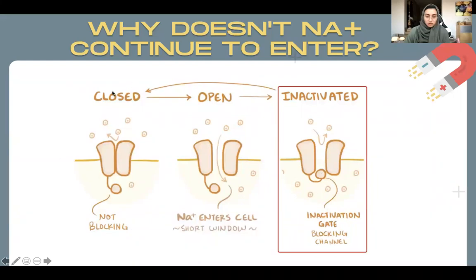So this was basically the first phase where we're resting. Once you reach the threshold, it becomes open, right? So here's where the depolarization happens and sodium enters the cell. And then once you get to about positive 30, so the tip of the upstroke there, that's when you have the inactivation gate blocking the channel. And so no matter what you do, even though it's technically open from here, it's just preventing all of the sodium ions from rushing in. Okay, so that's why sodium doesn't continue to enter, because of the closure of the inactivation gate.